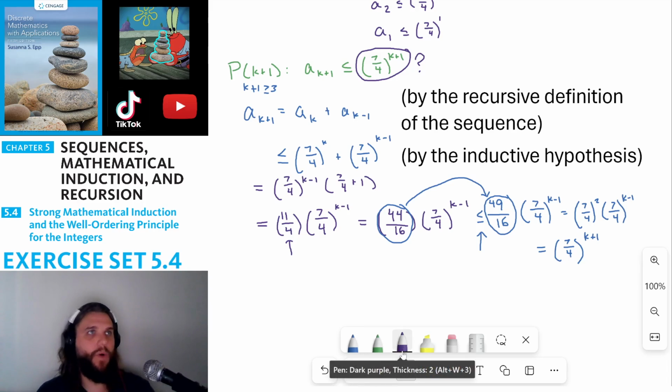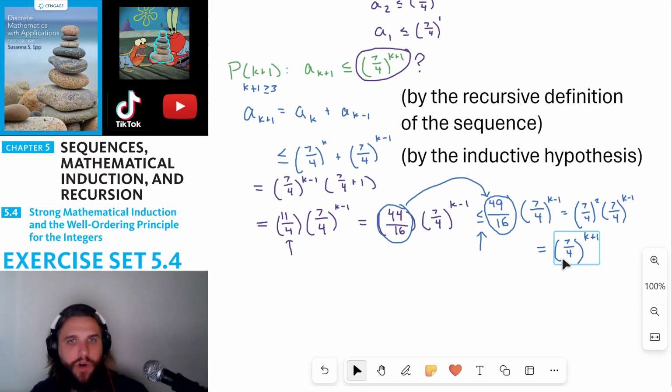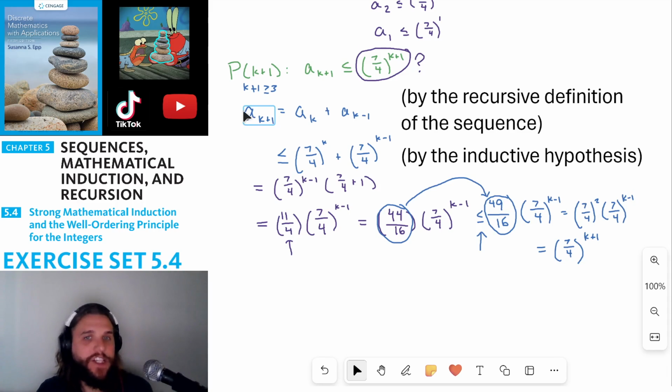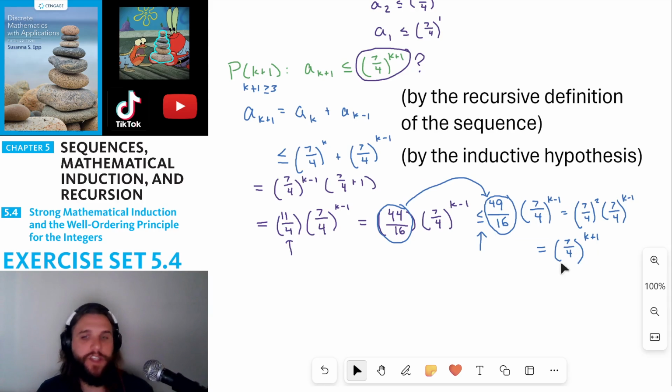And now let's talk about what we've done so far. What we've done is we started with a sub k plus 1. We rewrote it using the recurrence relation. Then we applied the inductive hypothesis. Then we tried to simplify it a little bit. And then we tried to replace these things with bigger numbers so that we can get to the biggest number here, which is 7/4 to the k plus 1. So what we've shown is that a sub k plus 1 equals this thing, which is less than or equal to this thing, which equals this thing, which is less than or equal to this thing, which equals this thing, which equals 7/4 to the k plus 1.